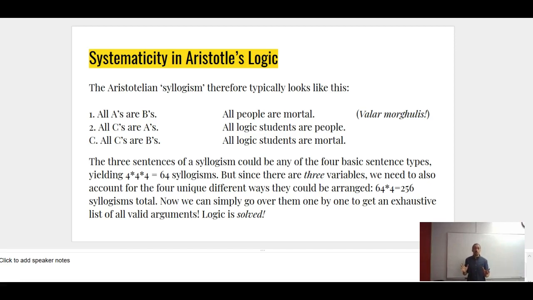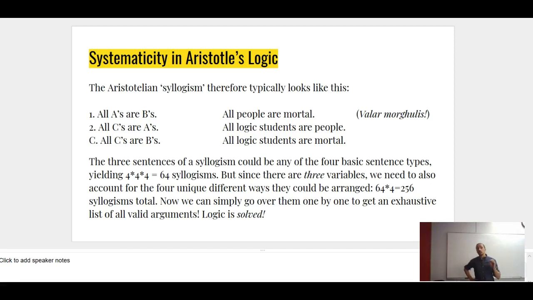And he can actually, 256 isn't a lot. You can systematically write down every possible syllogism and see if it's valid or not. Then you can get an exhaustive list of all possible valid arguments, and logic is solved forever. Almost. So that's exactly what Aristotle did.